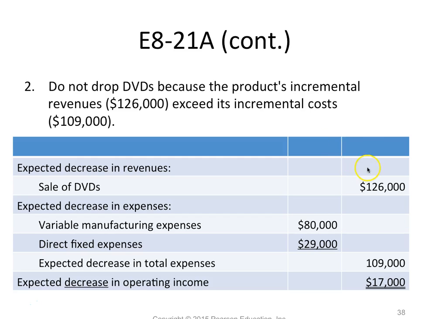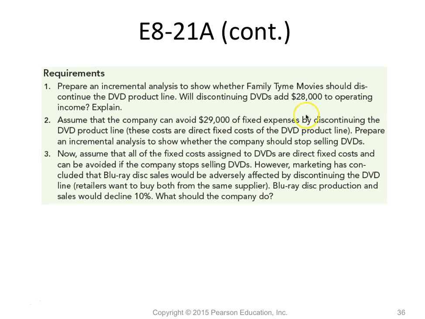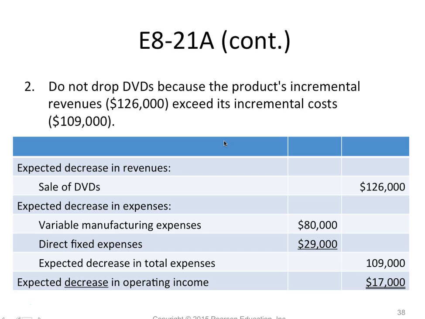So second one, let's see the question here. Assume that the company can avoid $29,000 fixed expense by discontinuing. So you take 29 out of 74, and I'm going to drop that. Here is the total revenue. If we drop the line, they're going to have less revenue, $126,000, and we're going to remove the variable cost. We're going to remove $29,000 of the cost. The total removed cost will be 109. So the decrease in operating income will be $17,000.